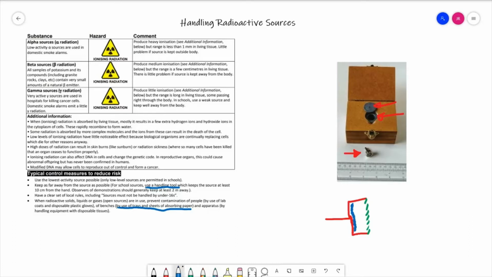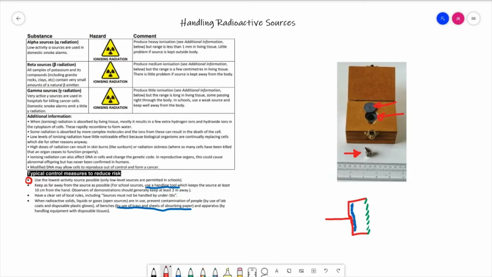Now realistically, you can see that in the first bullet point here, it does say use low activity sources. Realistically, the sources that we've got in school are extremely low. The risk that they pose is low. It's not zero, but it is low. So there is still a slight risk, but as long as they are handled correctly, there's no more risk than doing any other day-to-day activity realistically.